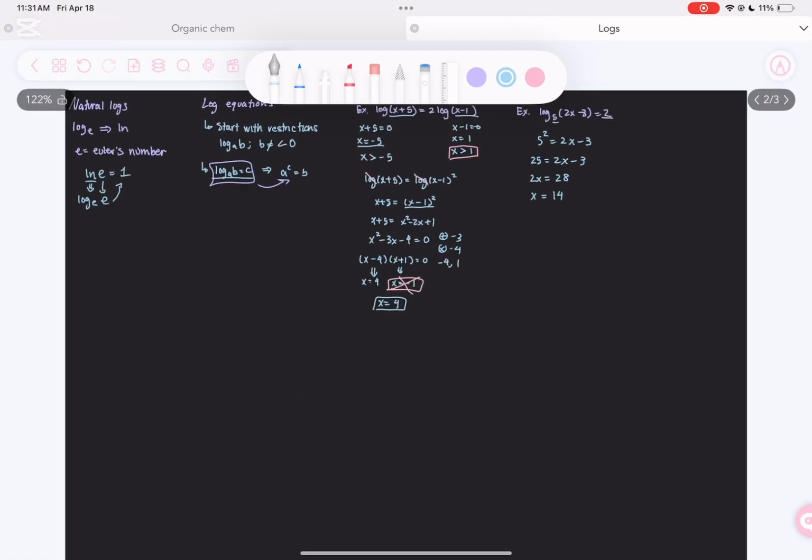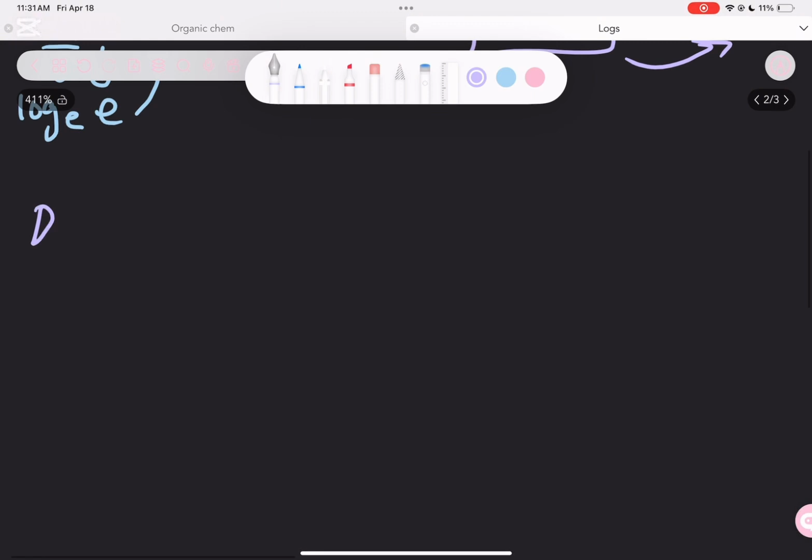Now let's do some derivatives of logs. Oh, my back hurts. Okay. Derivatives of logs.